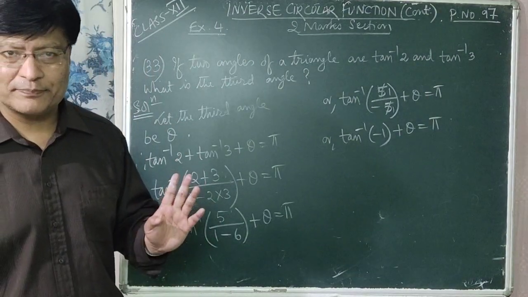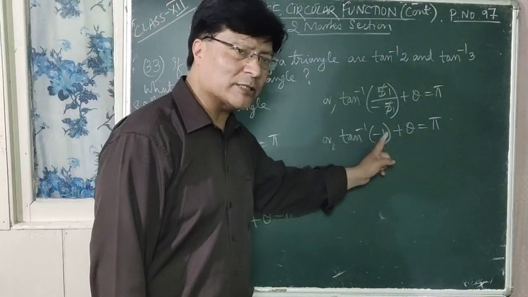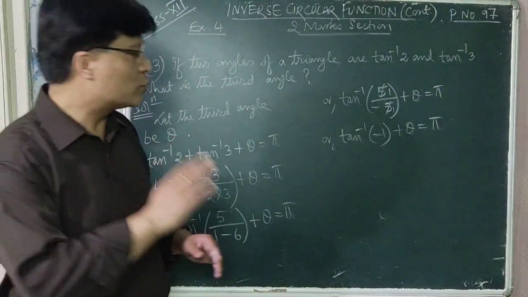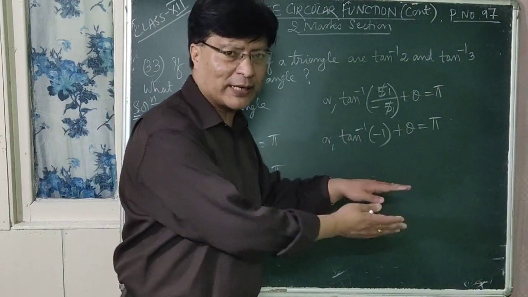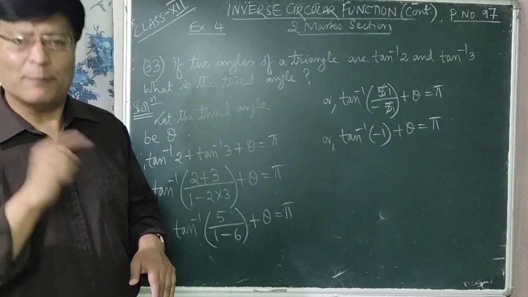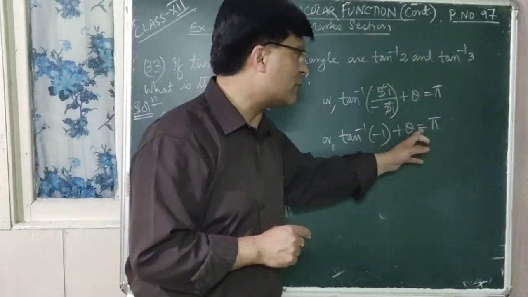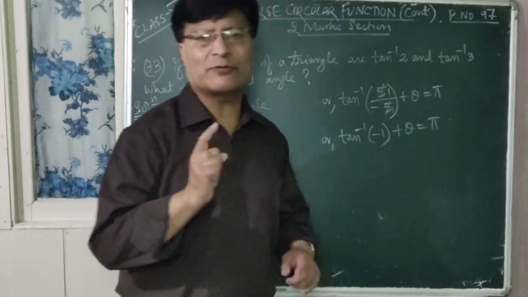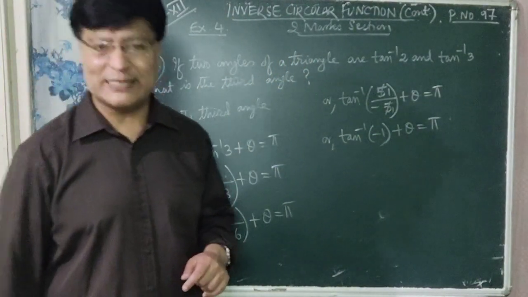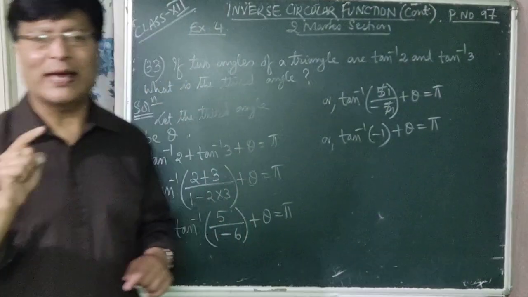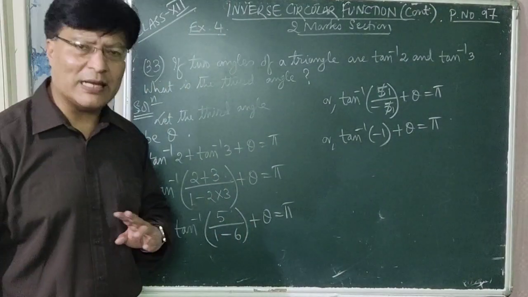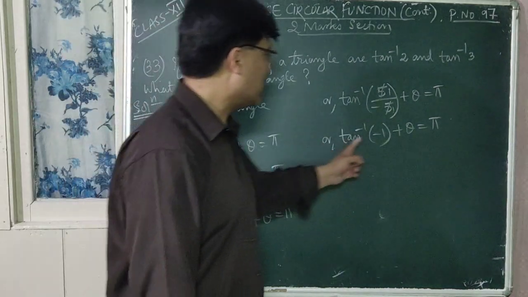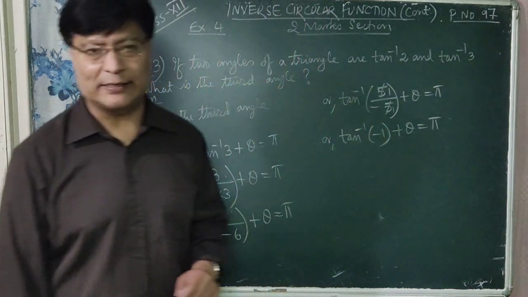Is that clear? If you write tan of minus pi by 4 here, what is tan inverse tan of minus pi by 4? Minus pi by 4. So when this minus pi by 4 goes to the right hand side, it becomes plus pi by 4. So that will be more than 180 degree. And one of the angles of a triangle cannot be more than 180 degree. That is impossible. Okay, that's why in this case minus 1 is there.